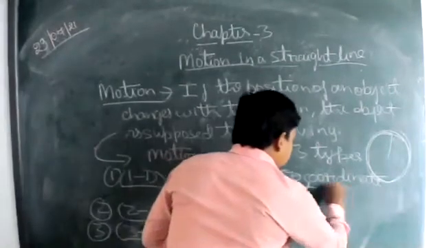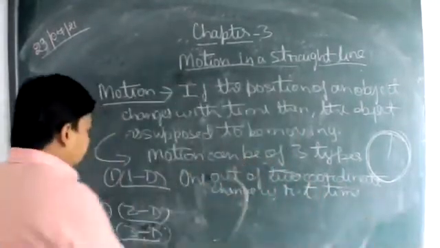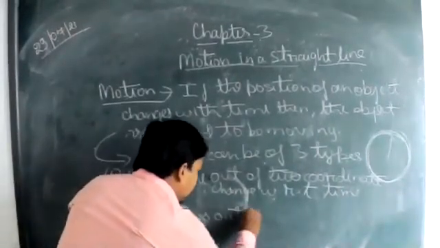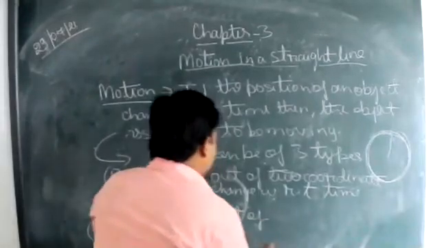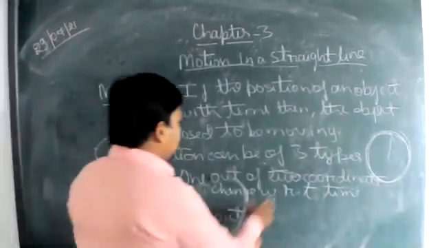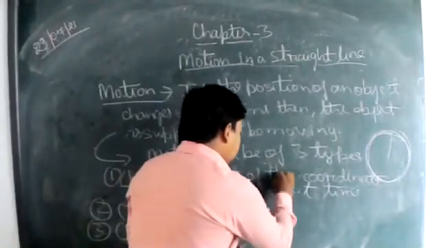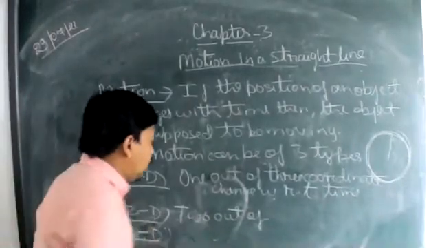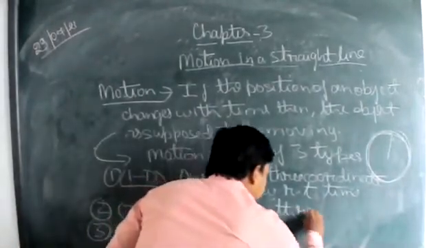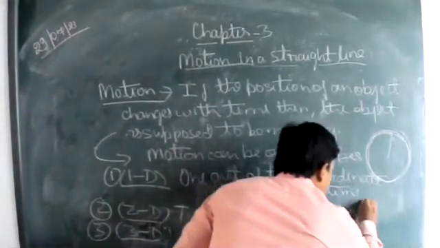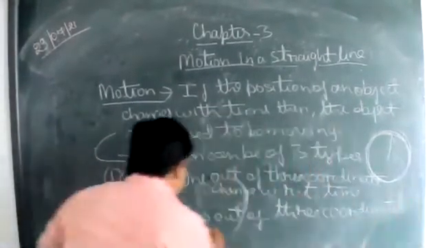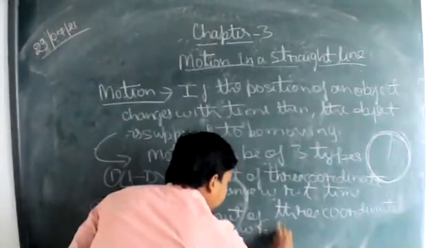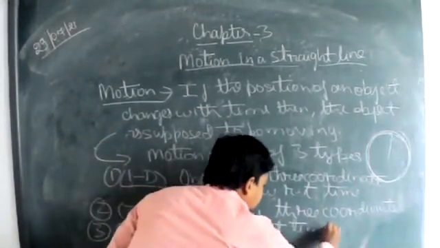Similarly, what happens in the case of 2D motion? Two out of three coordinates change with respect to time. Okay, these things we have discussed.